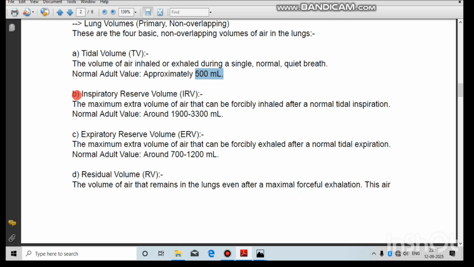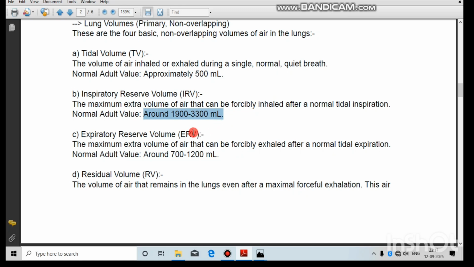The second type is the inspiratory reserve volume, that is IRV: the maximum extra volume of air that can be forcibly inhaled after a normal tidal respiration. See here, guys, suppose I have taken some normal respiration, some amount of air inside. After that, if I again breathe in forcibly, by applying some pressure, that is known as inspiratory reserve volume. The normal adult value is somewhere around 1900 to 3300 ml, guys.